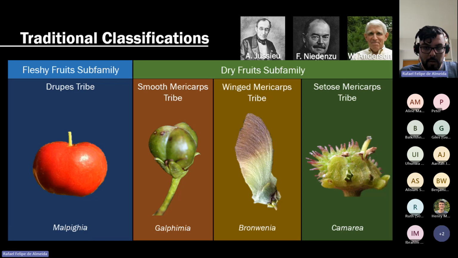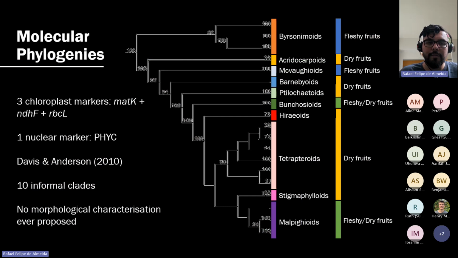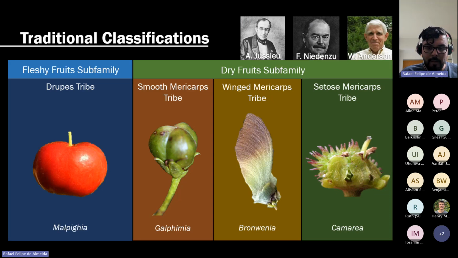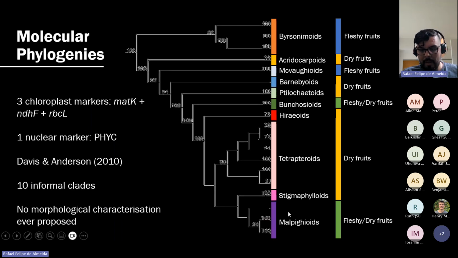However, when the first molecular phylogenetic studies took place in the past 20 years, more specifically in 2010 by Davis and Anderson, they did an entire molecular phylogenetic study sampling all genera of Malpighiaceae, and they found out that actually this entire classification system proposed based on morphology was completely wrong. Instead, the family is currently divided in 10 different groups that don't have any taxonomic recognition, so they don't have any taxonomic ranks. They are, until this day, known as informal clades.